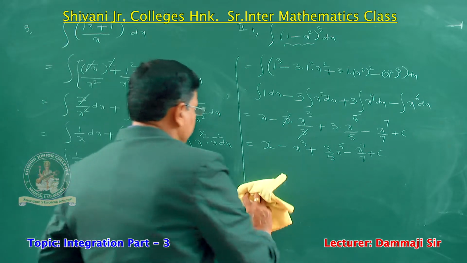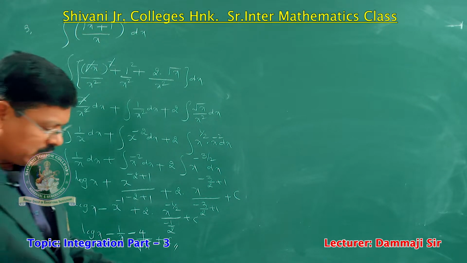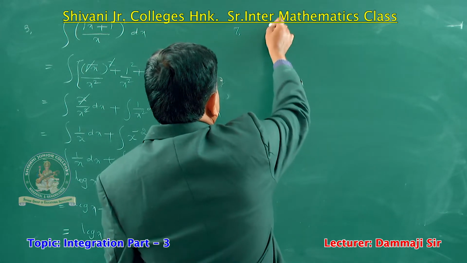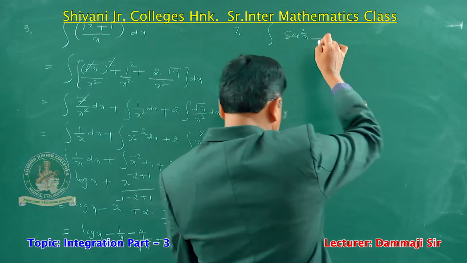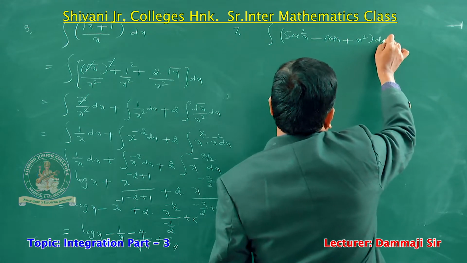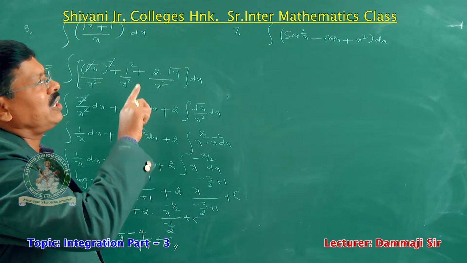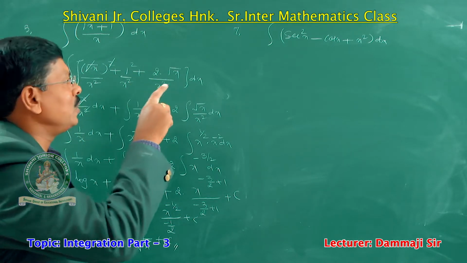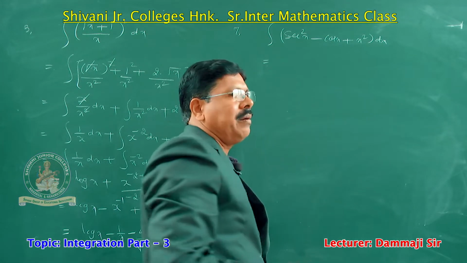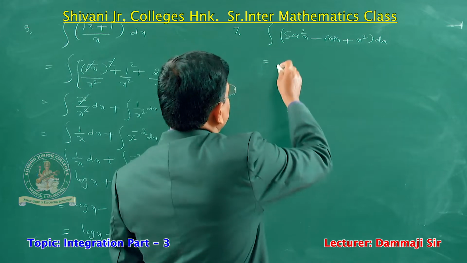Next, we can observe one more problem. The seventh one: integral of secant square x minus cos x plus x square. You have three terms: the first two belong to trigonometry and the third term is algebraic. But you know very well, first of all, search whether the given problem has any standard formula or not. Okay, standard forms are already there.